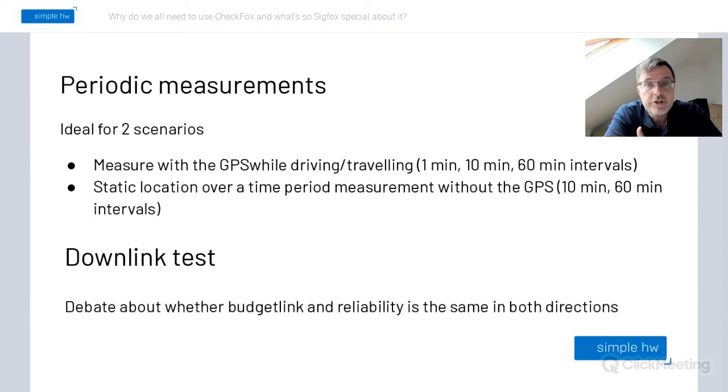But you should try it yourself. You would see with your own experience. And there's also a downlink test. There's currently a slight debate because theoretically it's a budget link, so it means the sensitivity of the devices in the uplink and downlink direction should be the same. There's currently a slight debate whether it's always true.